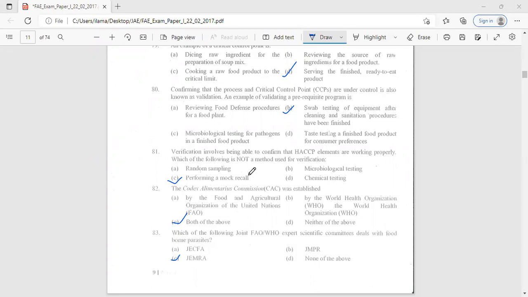Next, the Codex Alimentarius Commission was established by both FAO and WHO. Which of the following joint FAO/WHO expert scientific committees deals with foodborne parasites? JEMRA. It deals with microbial risk assessment, so parasites will come under this. JECFA deals with food additives, and JMPR deals with pesticide residues.